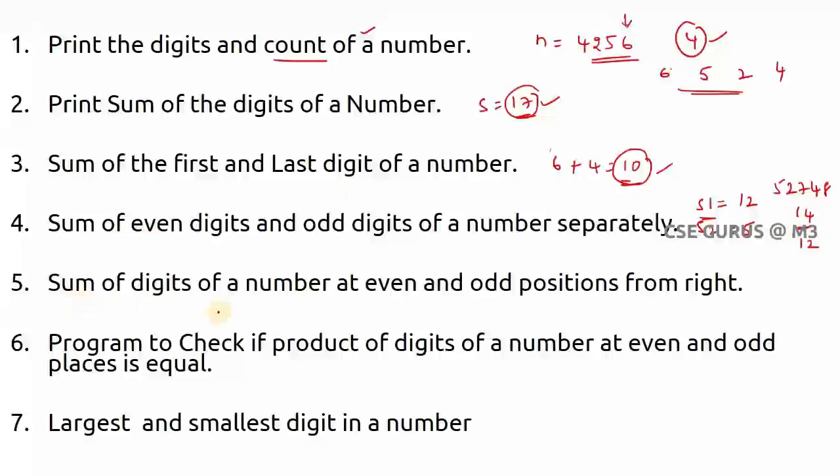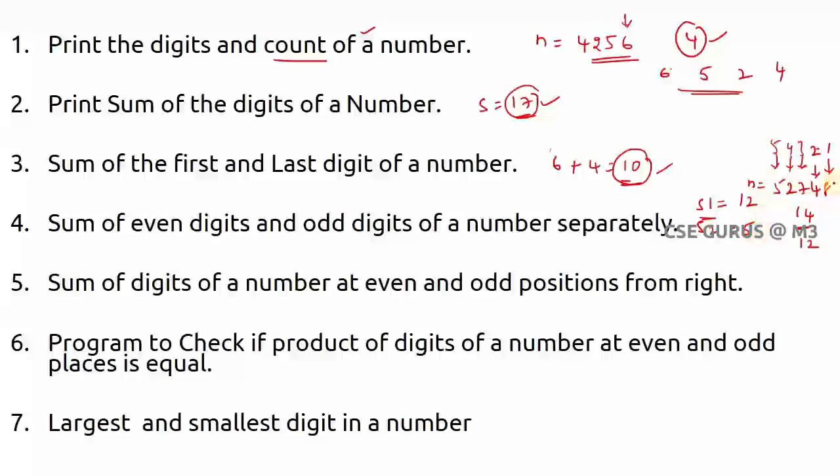Coming to this one, sum of the digits of a number at even and odd positions from right. So what is the difference between the fourth question and the fifth question? In the fourth question you have to check even and odd digits, but in the fifth question position matters. Suppose I take 52,748 as my number n. This is the first position, this is the second, the third, the fourth, the fifth. That means I need to find the sum of the first, third, fifth positions, and the sum of the second, fourth, sixth positions.